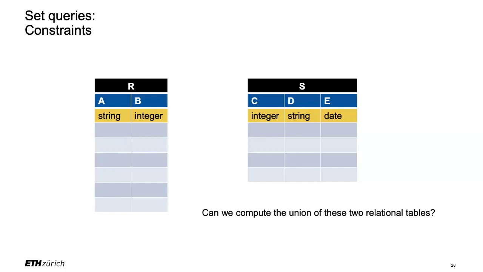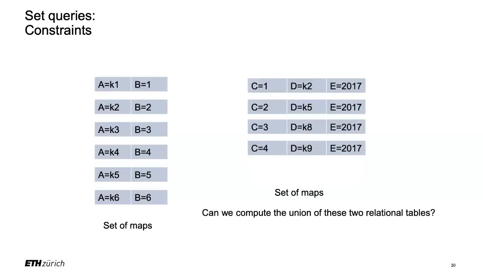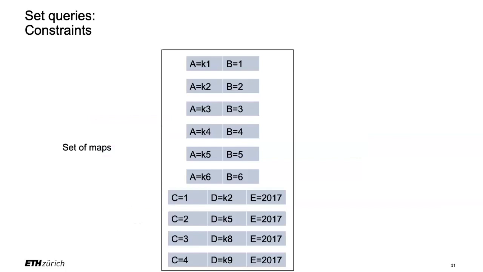Now, can we compute the union? Normally, we can, right? These are sets. If I take two sets, I can do the union of two sets. It's just a bigger set that has the elements of both, right? So that's the union. So I could do it, right? So let me put data in there. So this is 6 records on the left and 4 records on the right. So I can do the union of that, right? If I take this and I just build a bigger set that now has 10, that's the union of the two.